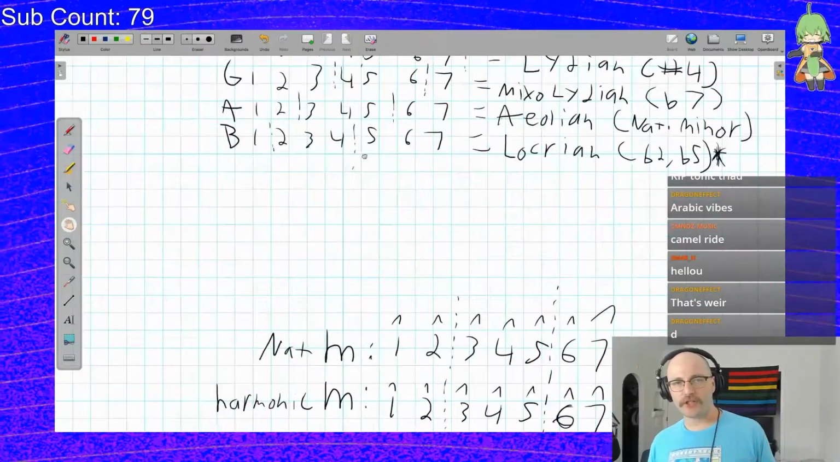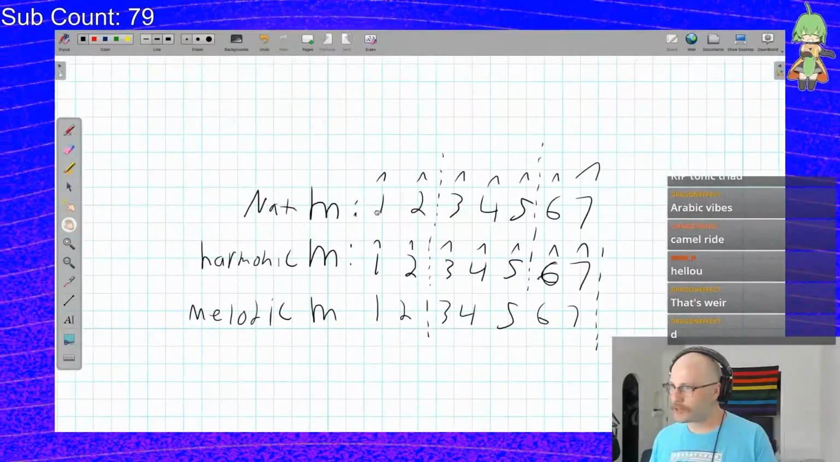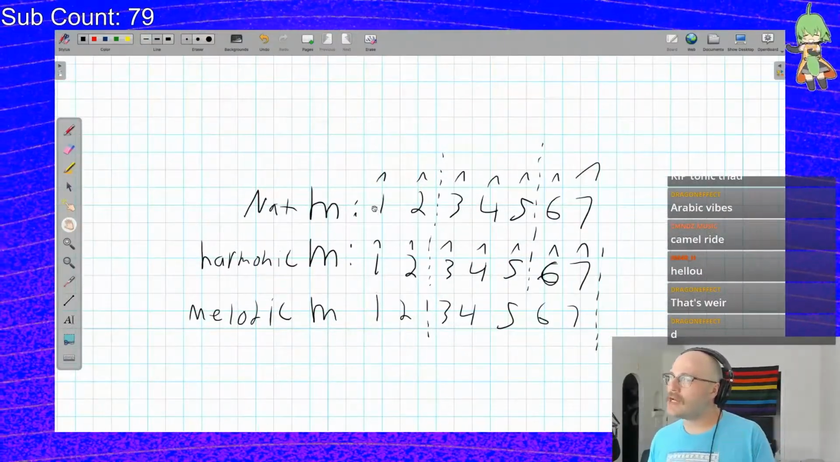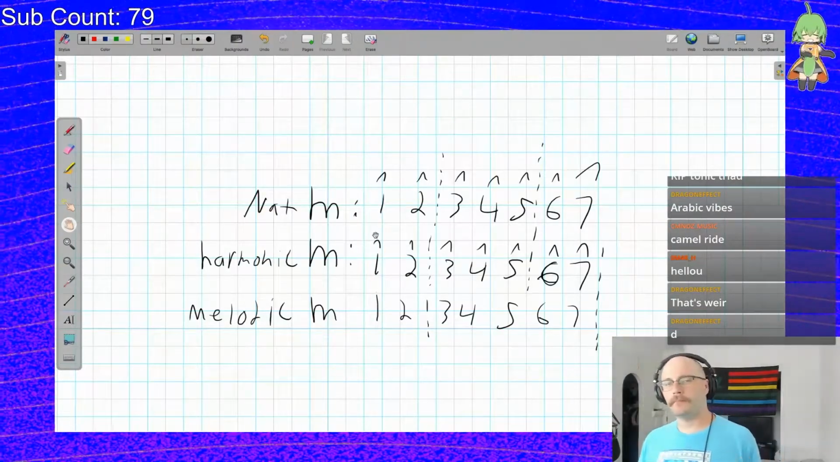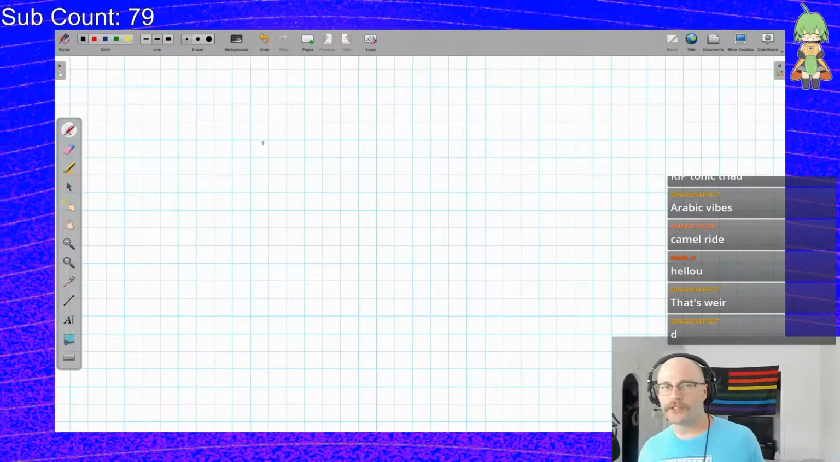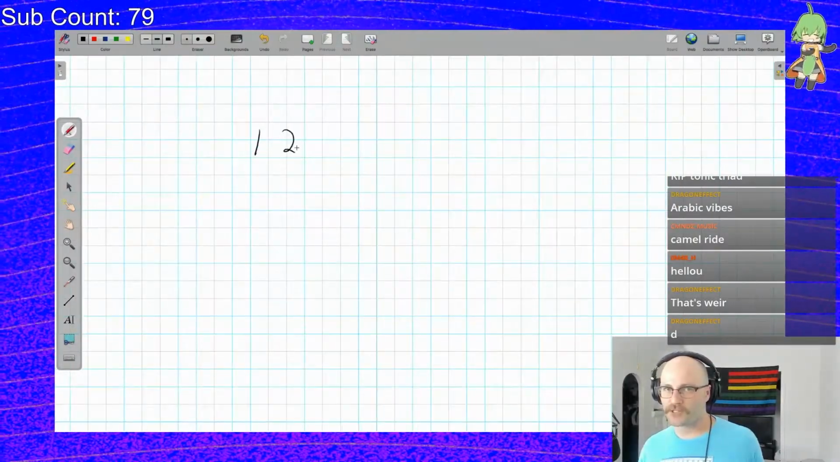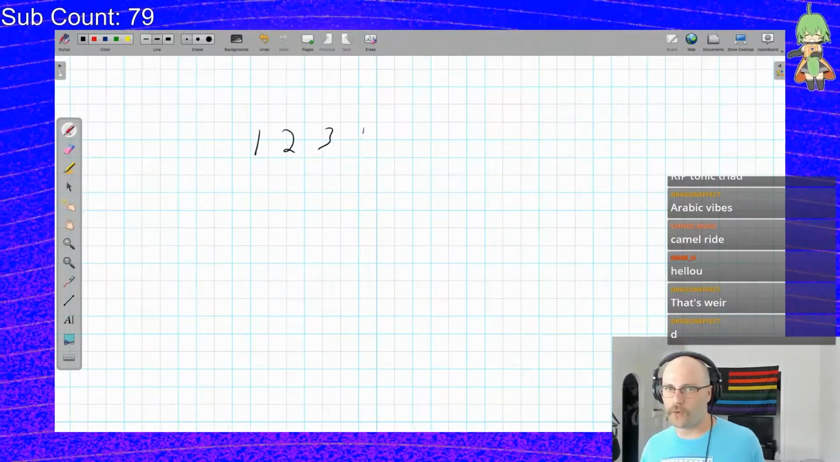With that, we actually have all of the standard scales and modes. And as a fun little exercise, I want you to just write down the numbers 1 through 7, just like I've been doing this whole lecture.